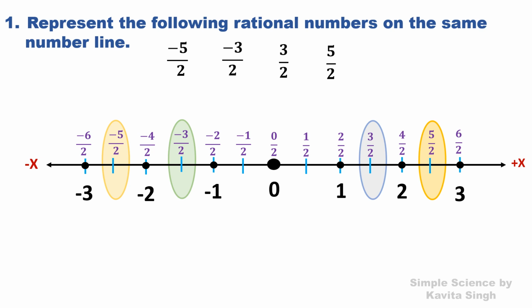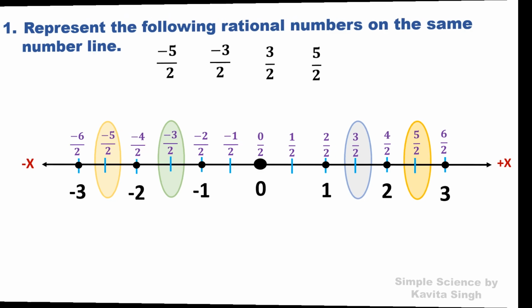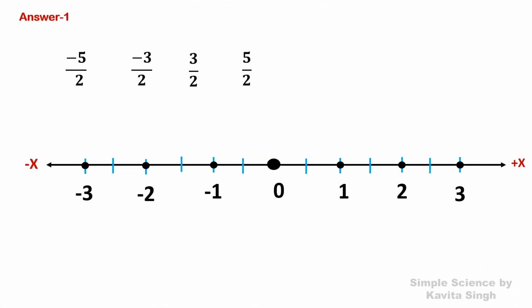But we don't need all the values on the number line. We have to represent only what is asked in the question. That means these 4 values. So all other values are not required. That was just for your understanding. So we have to represent only these 4 rational numbers on the number line.